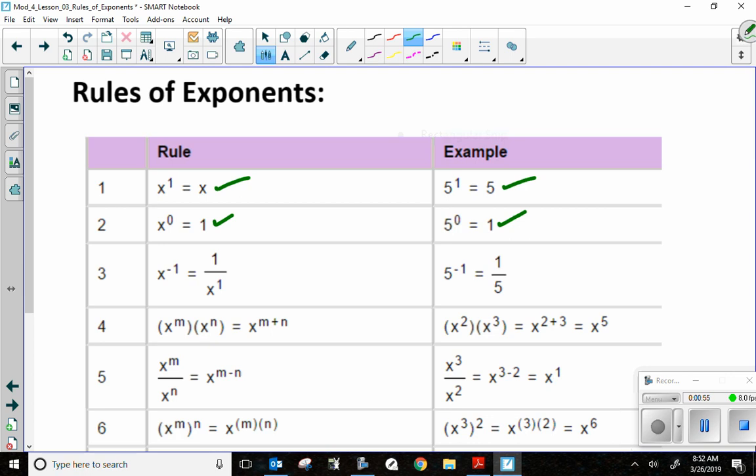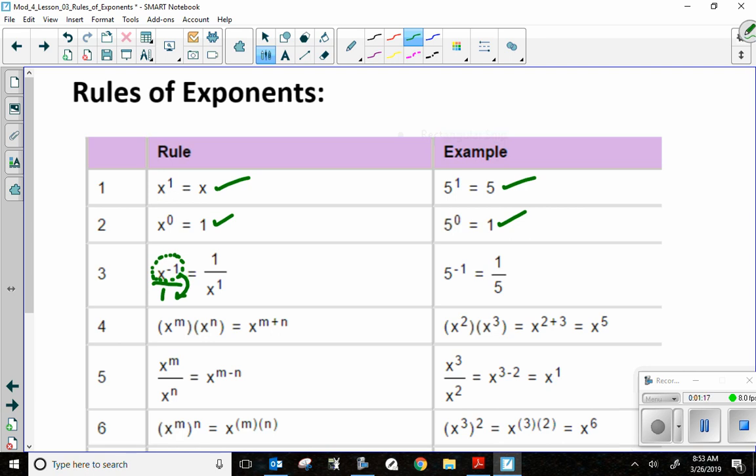If I have anything with a negative exponent, okay, I can make a fraction out of anything by putting it over 1. In order to make that exponent positive, I take that term that has a negative exponent and I flip it. I bring it down. So here you go. X to the negative 1 is equal to 1 over x to the positive 1. Okay, and here's our example.